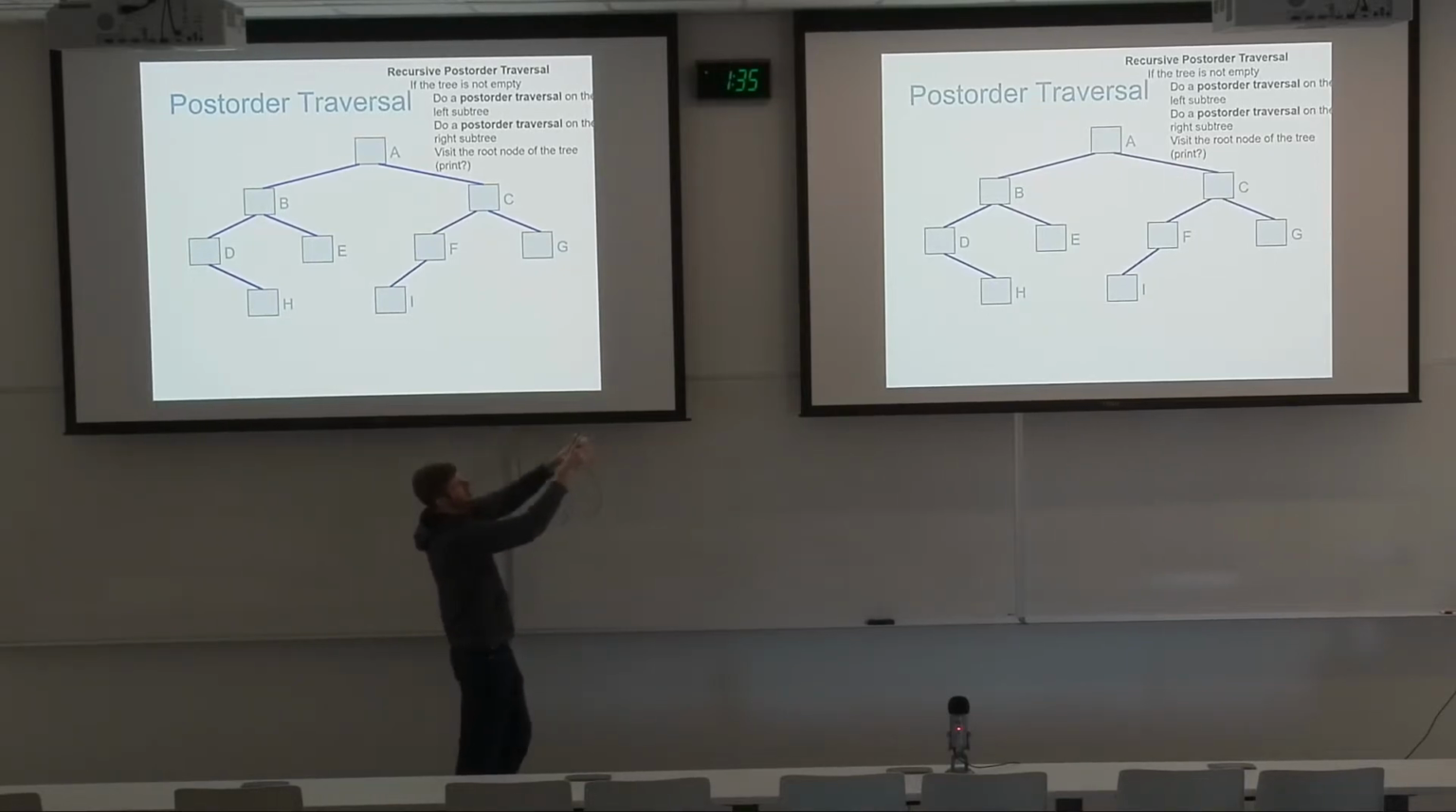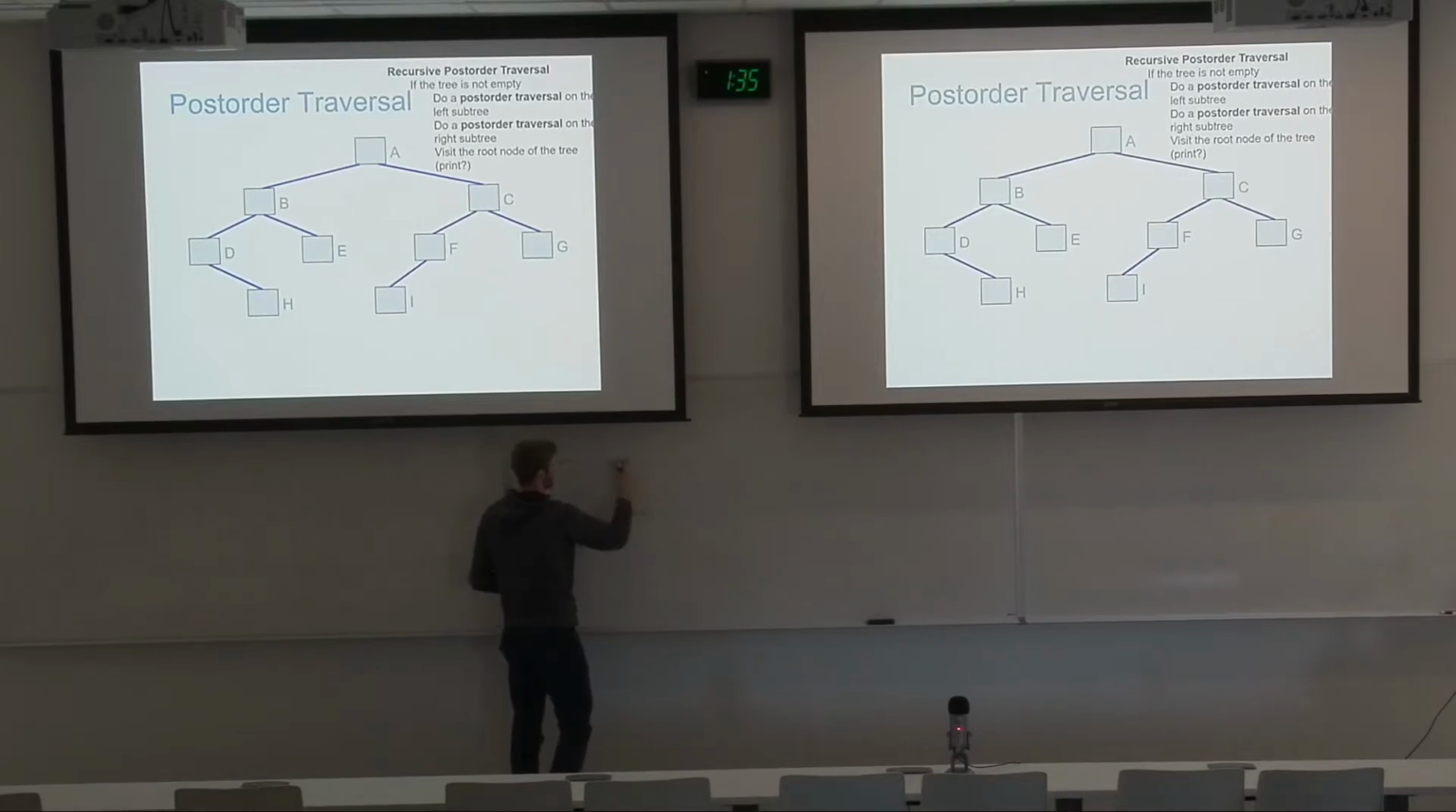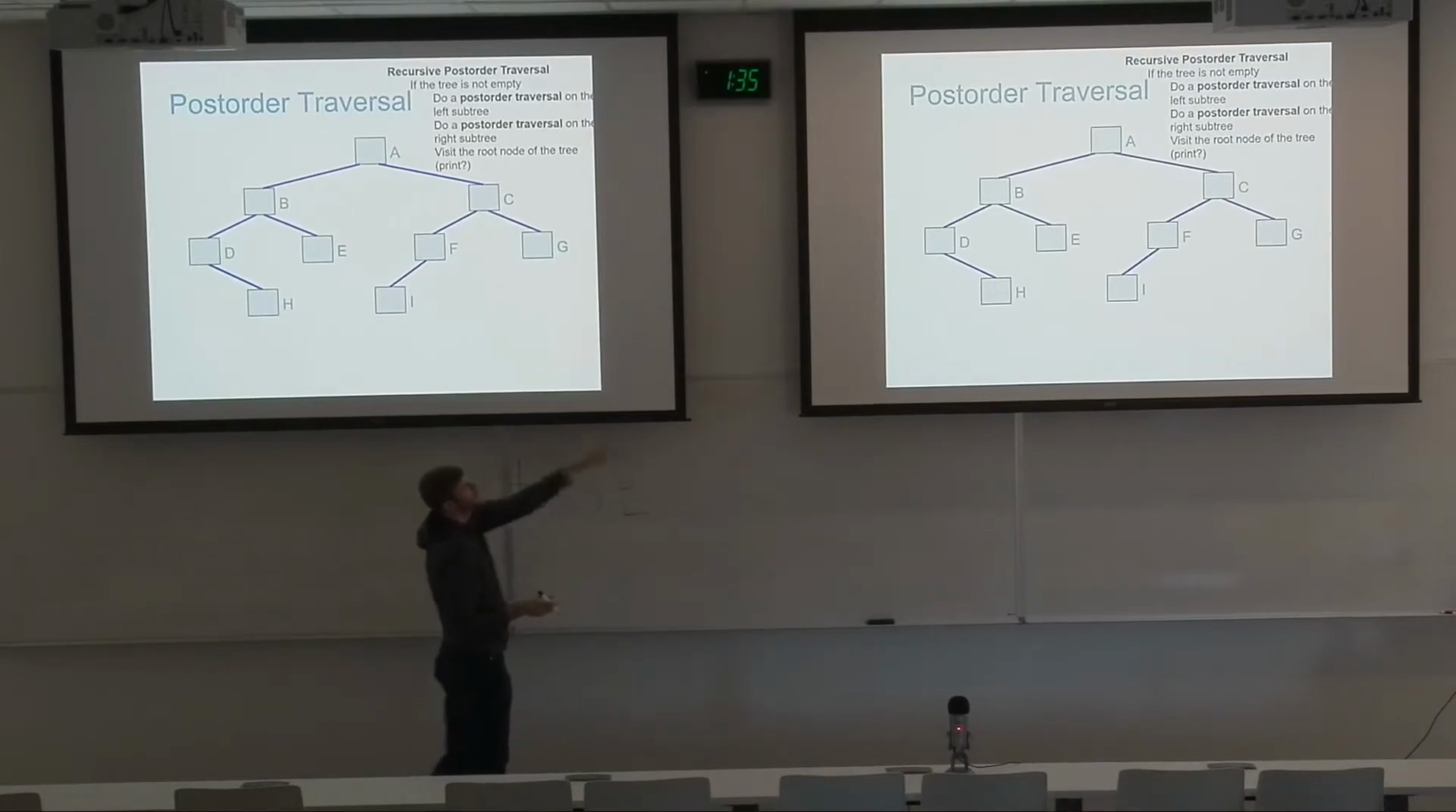Return to B, but we need to do B's right subtree first. Go to E. E's left doesn't exist, E's right doesn't exist. So now we print out E. Now when we return to B, we're done with all of B's left and right subtree, we can print out B.